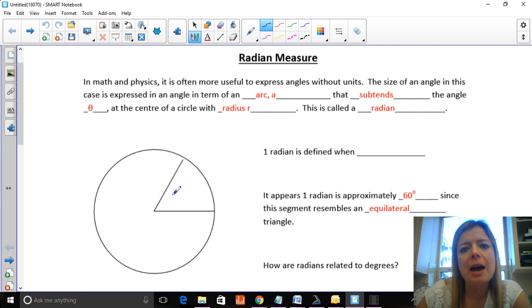However, in higher level mathematics and things like physics, they don't actually use degrees anymore. They use something called radians. So think about it like converting inches to centimeters, okay? So in the United States, they use inches, and in Canada, we use centimeters.